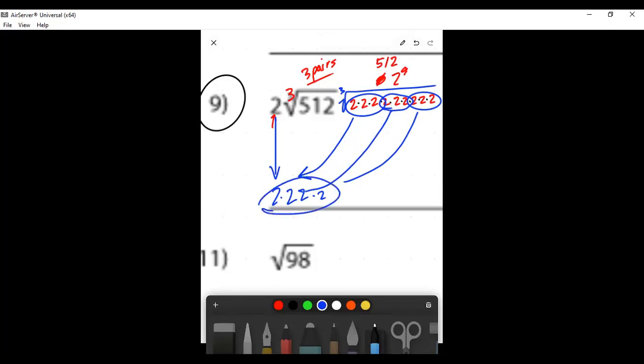So all we have left is just this number. So 2 times 2 times 2 is 16. So this is going to be 16. Now, if you put this into your calculator, you're going to get that, but you ought to know how you got it.